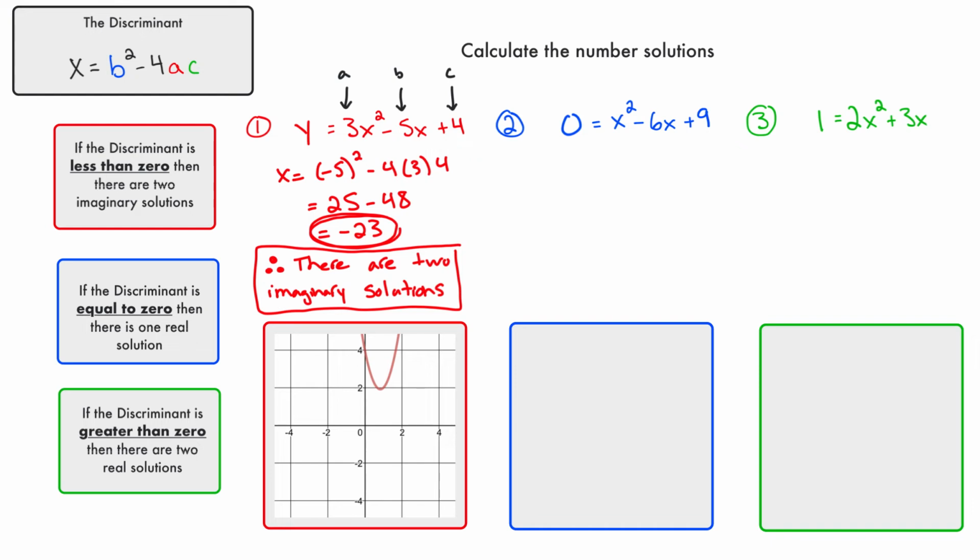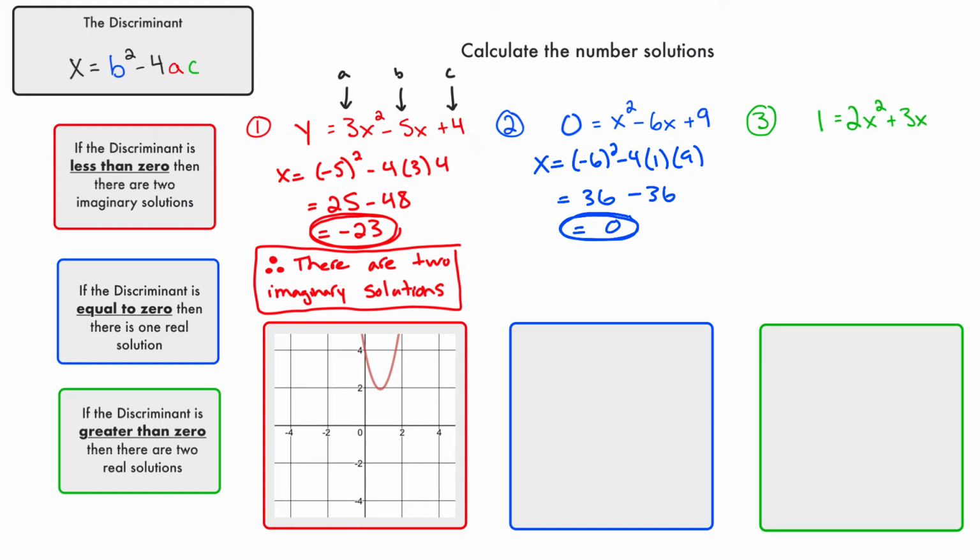Problem number 2. This one's different because I don't have a y anymore. I just have 0. It is common to either make it y equals or 0 equals. One of the 2 needs to happen. So my a value is the number in front of the x squared. There's a 1 in front of that x squared. The b value is negative 6, and the c value is positive 9. So it's going to be the b value squared minus 4 times the a value times the c value. That is equal to 36 minus 36, which is equal to 0. My discriminant is equal to 0.